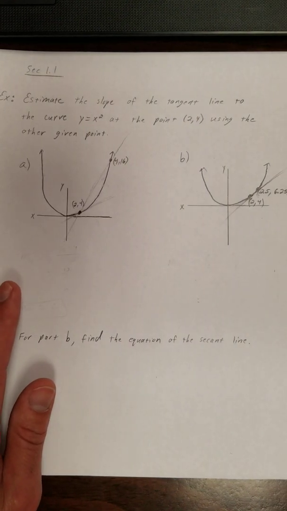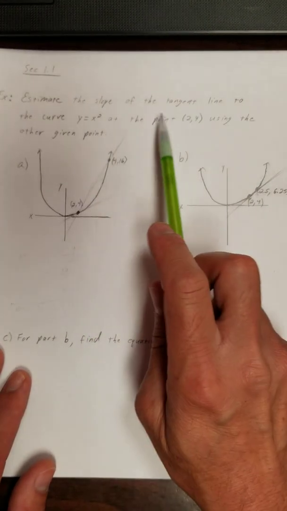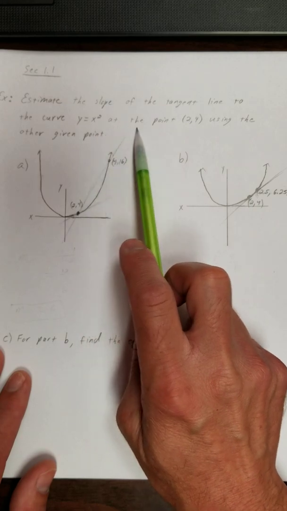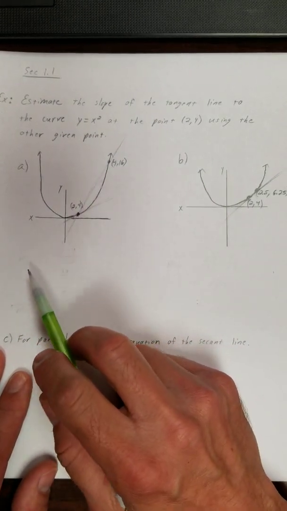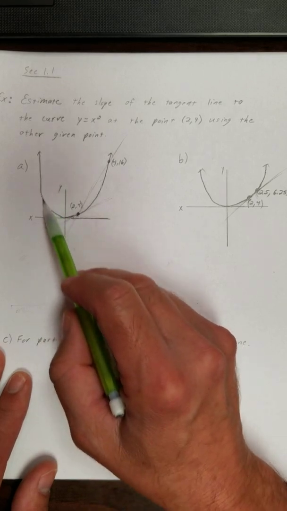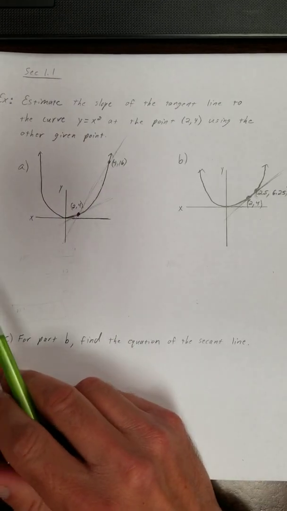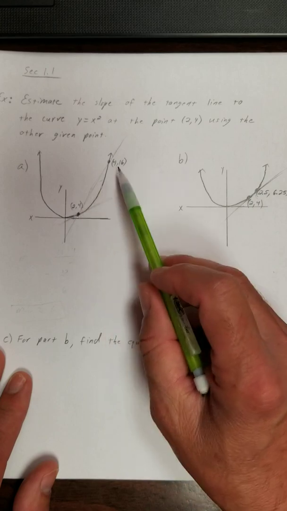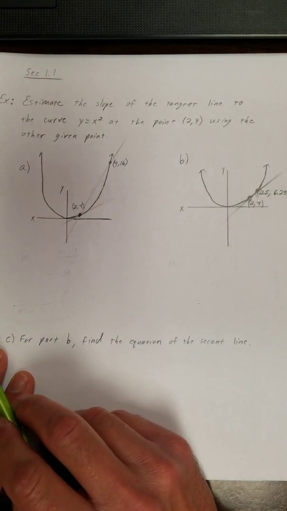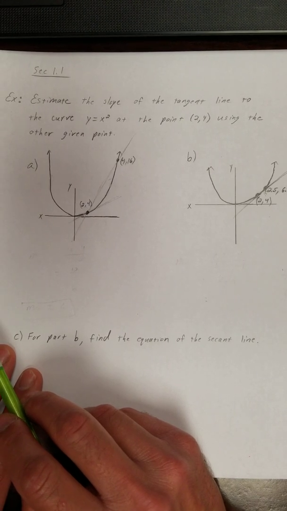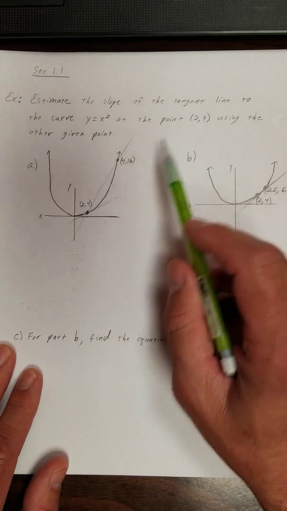Section 1.1, second video. Estimate the slope of the tangent line to the curve y is equal to x squared at the point (2,4) using the other given point. Alright, here's my curve y equals x squared, or parabola. They're giving us a point (2,4) and a point (4,16) right here. And they want us to estimate the slope of the tangent line to that curve at the point (2,4).